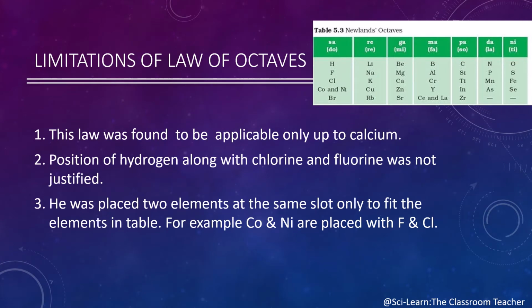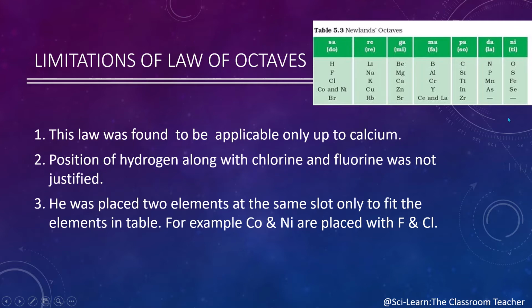Firstly, this law was applicable up to calcium only. Why up to calcium? Because after that, Newland was unable to explain all the consequences given in this table. See here, he put hydrogen with fluorine, chlorine and bromine. Fluorine, chlorine, bromine are halogens. Why did he keep hydrogen with halogens? He did not provide any explanation for that. This is the second limitation: the position of hydrogen along with chlorine and fluorine was not justified.